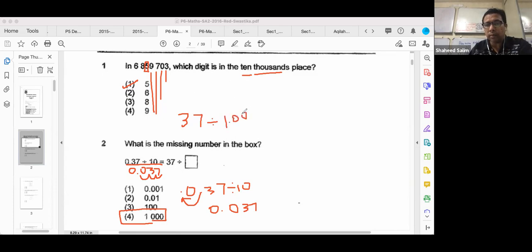Sir, can I go toilet? Go. So 1, 2, 3. Put a dot here. Dot here. Can you see now? Is that 0.037?